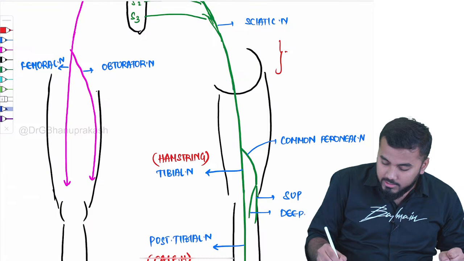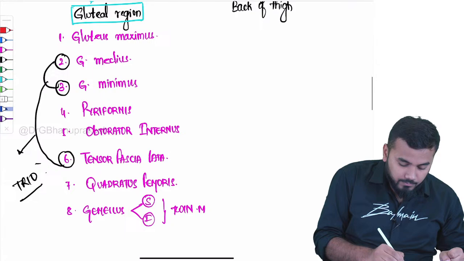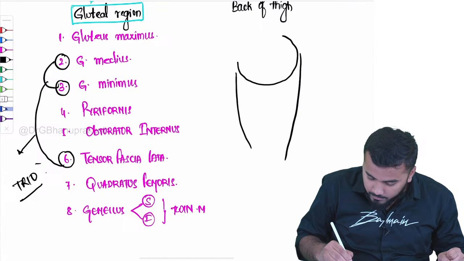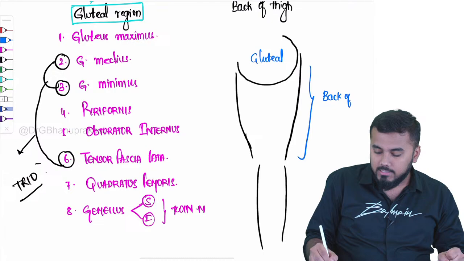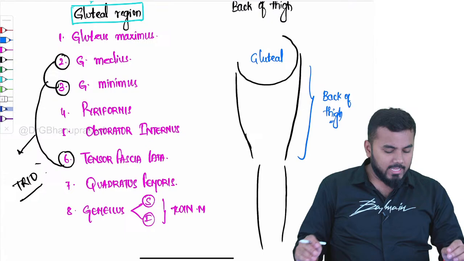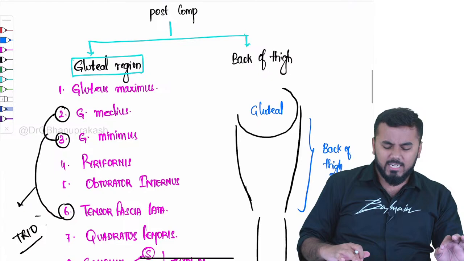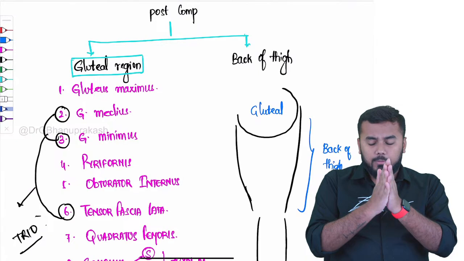Let me write it here itself. This is the back, okay? In the back, we have got this region called the gluteal region, and this entire region is called the back of thigh. We have discussed the gluteal region also, isn't it? But there are some things left. We shall finish up that and then we shall enter into the back of thigh. So just a quick review of the last part of the previous class: the posterior compartment is divided into the gluteal region as well as the back of the thigh.